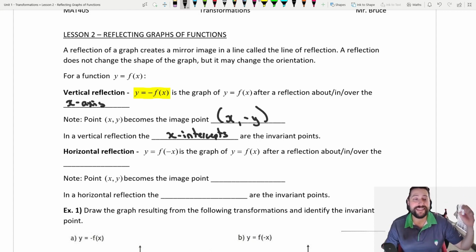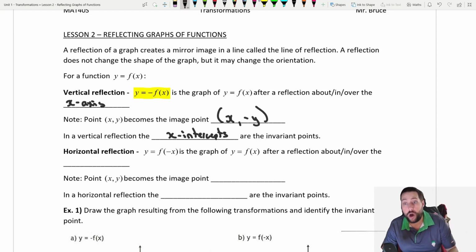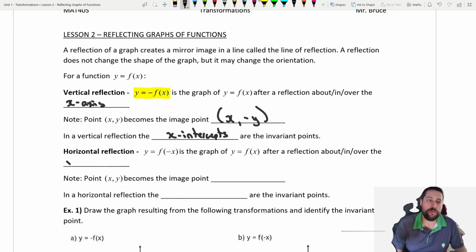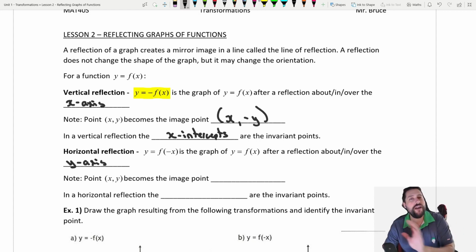So that is a vertical reflection, which brings us now to a horizontal reflection. A horizontal reflection is y equals f of negative x. Remember, the negative is now inside, next to x. It is the graph of y equals f of x after a reflection about, in, over, and in this case it's going to be the y-axis. Now all your y values will remain the same. It's going to flip over the vertical axis, going left and right.